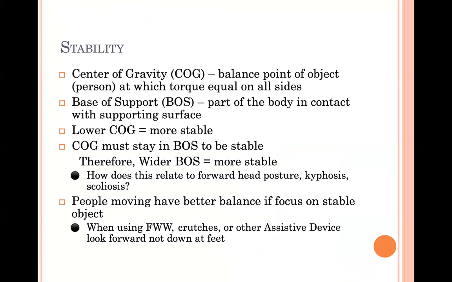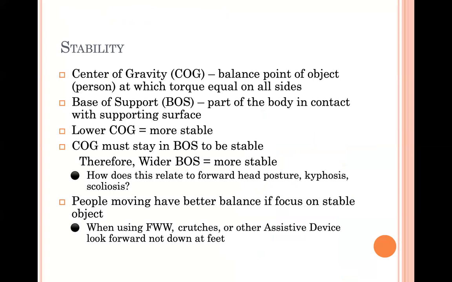So then we have some stability. We're going to go over a couple terms. So we have the center of gravity, which is COG. It's the balance point of an object or a person at which torque is equal on all sides. Then we have base of support, or BOS. A lot of you are super familiar with this after documentation. This is the part of the body in contact with the supporting surface.